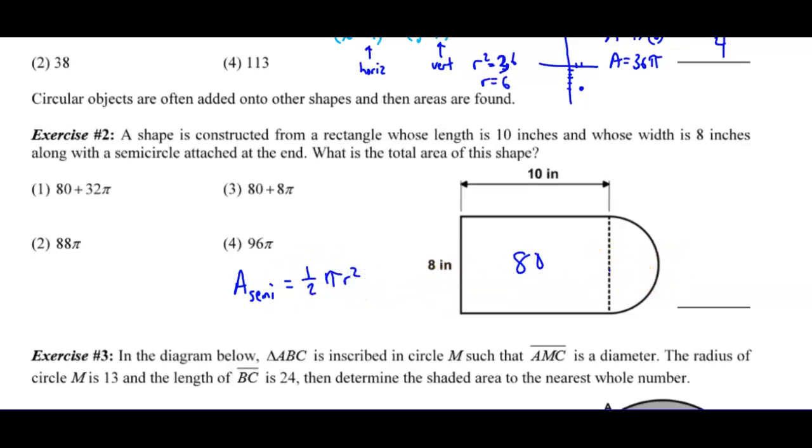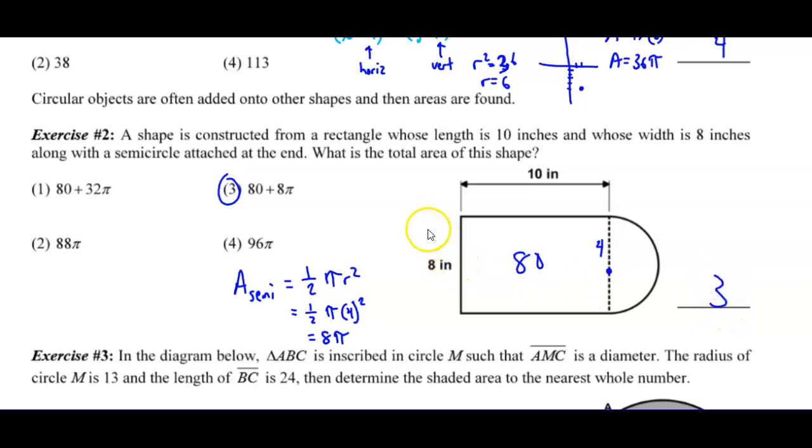So I need the radius. Diameter is going to be 8, so the radius must be 4. That's just taking the rectangle, translating it over, and cutting it in half. So I have 1/2 pi times 4 squared. 4 squared is 16, half of that is 8, so that's 8 pi. It looks like all of these are still in terms of pi. So because this is multiple choice, I'm going to add the 80 plus the 8 pi, that's choice 3. And that's my final answer.